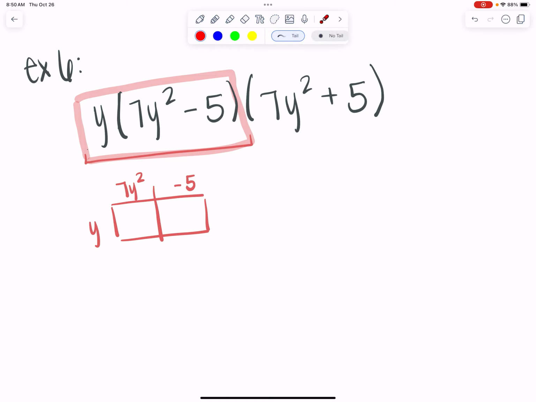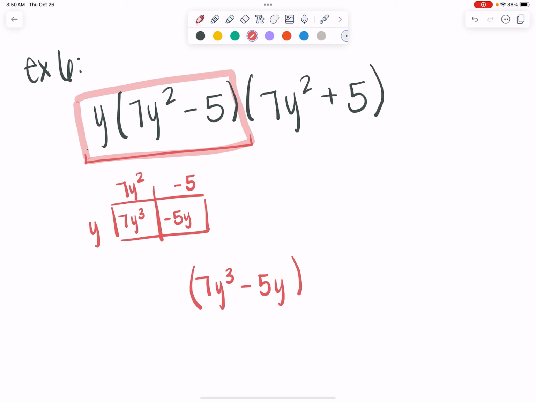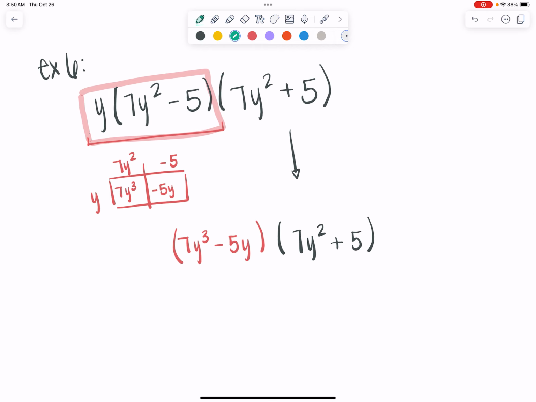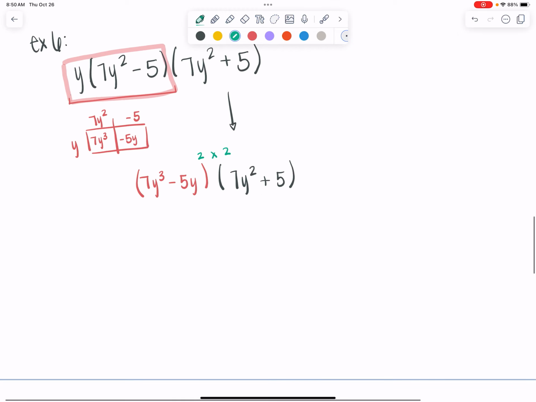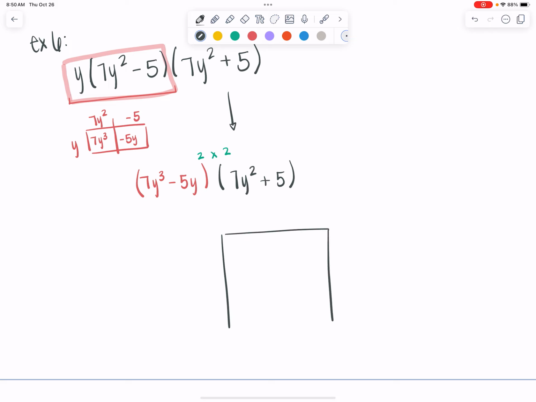Okay, so when I multiply in this first box, 7y squared times y is going to give me 7y to the third. Multiplying the next box is going to be negative 5 times y, or negative 5y. So that is my new first polynomial. Now I'm going to multiply that by this second one, 7y squared plus 5. Now I've got a 2 by 2, and so I need to set up a new box. All right, 7y to the third minus 5y, that's my first polynomial, and then my second one, 7y squared plus 5.